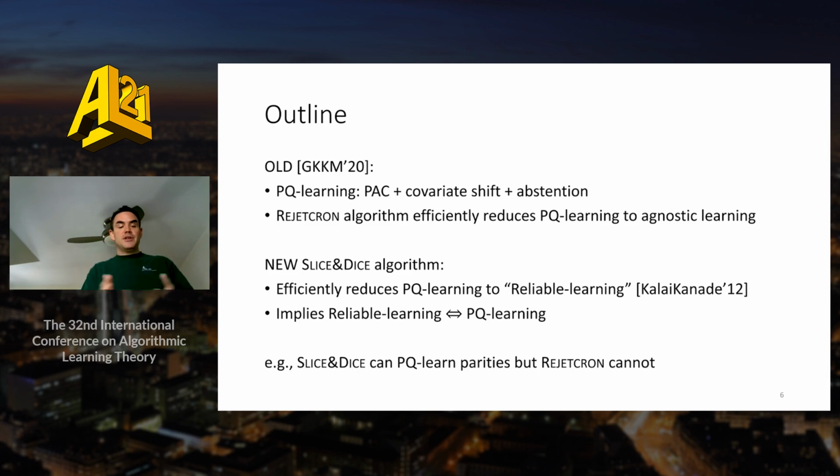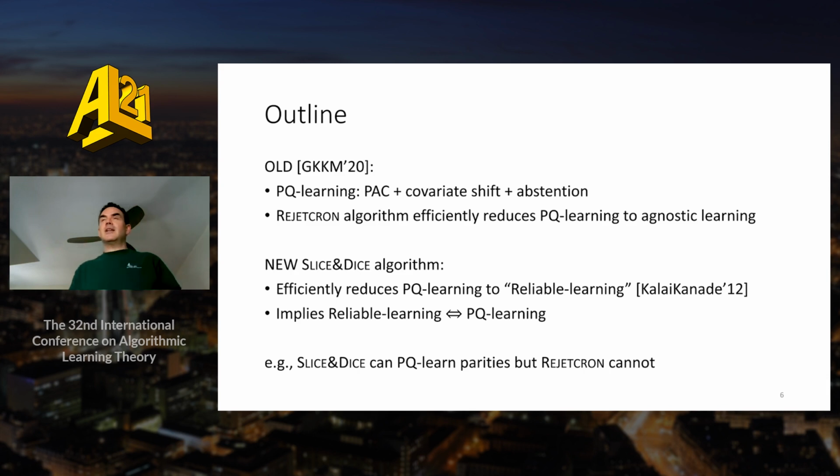In this paper, what we do is we introduce a new algorithm that's a little simpler and a little more efficient in the sense that we reduce PQ learning to what's called reliable learning, which is a model of learning that's known to be a bit easier than agnostic learning. And we also show the converse, that reliable learning can be reduced to PQ learning, so they're equivalent. So we really understand the computational needs of PQ learning are at least equivalent to those of reliable learning.